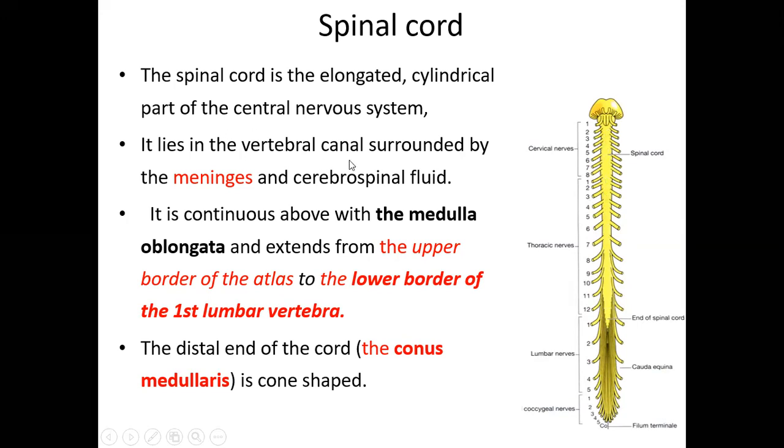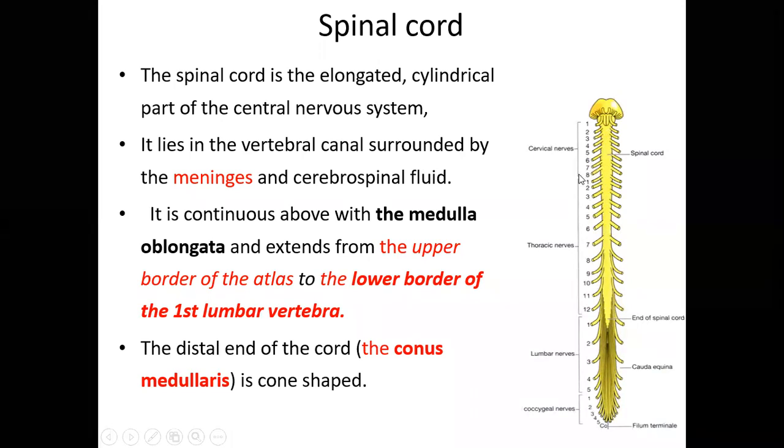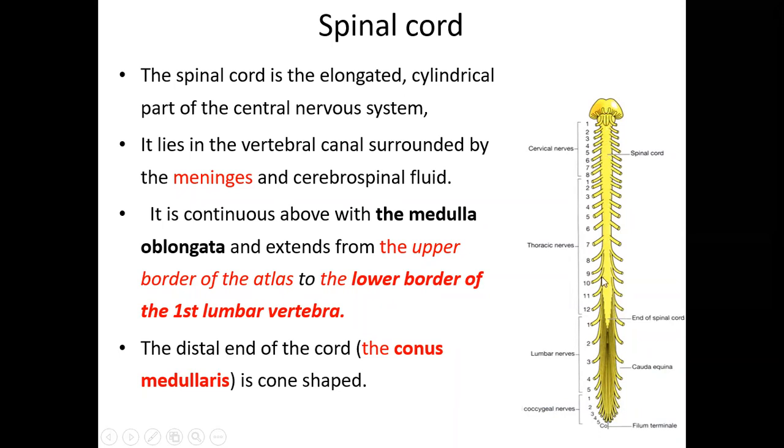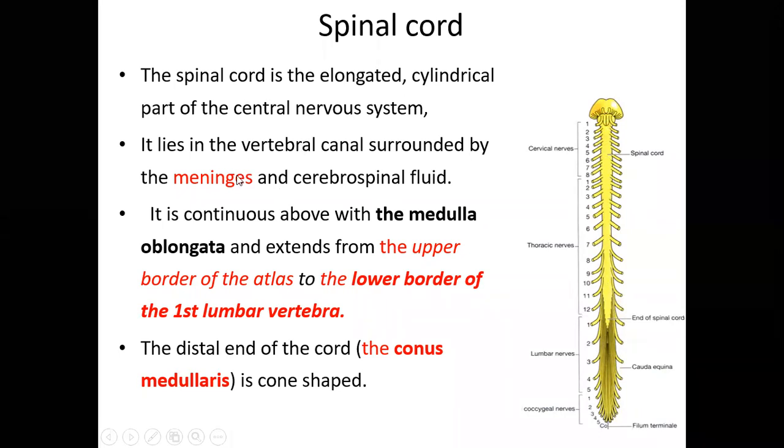It lies in the vertebral canal. Within the vertebral bone, there is a cavity within which this spinal cord is well protected. That is called the vertebral canal, surrounded by meninges. Meninges are nothing but the coverings of the brain and the spinal cord, along with the cerebrospinal fluid, which is called CSF and is produced by the ependymal cells. That fluid will be covering the spinal cord as well as the brain.